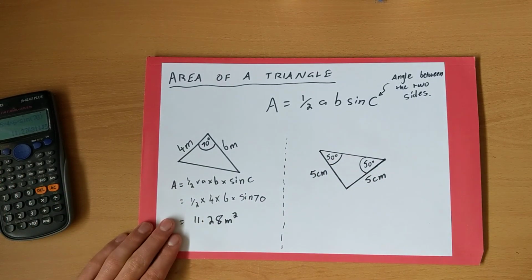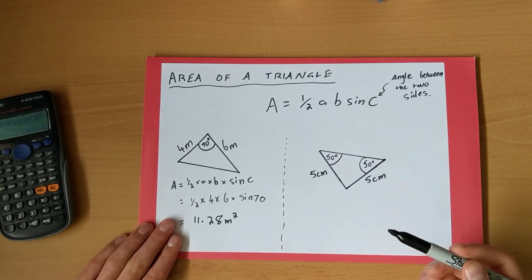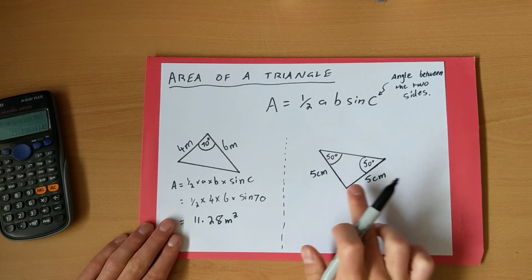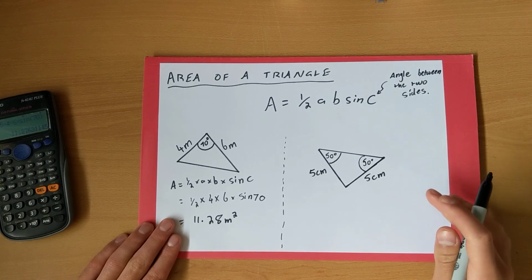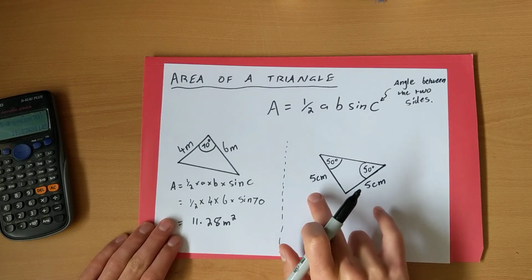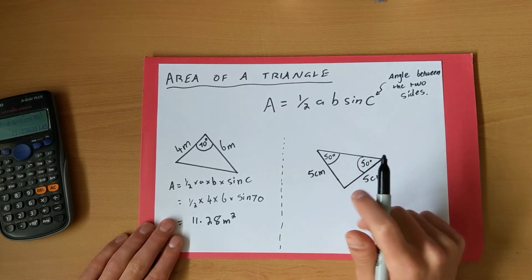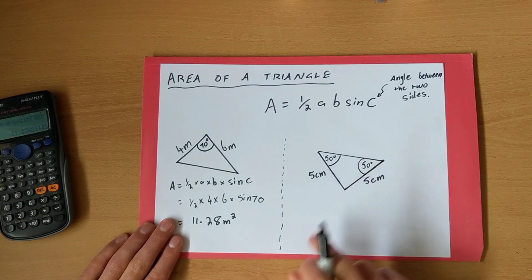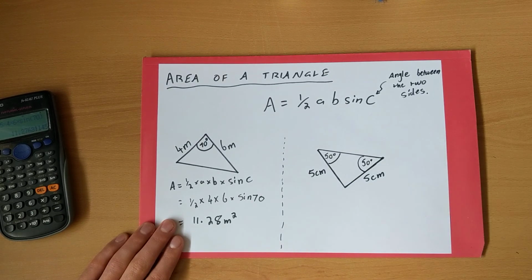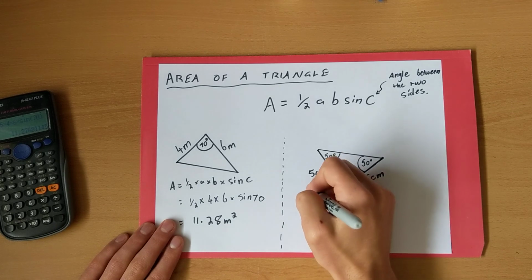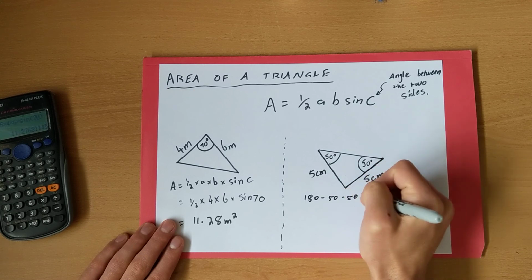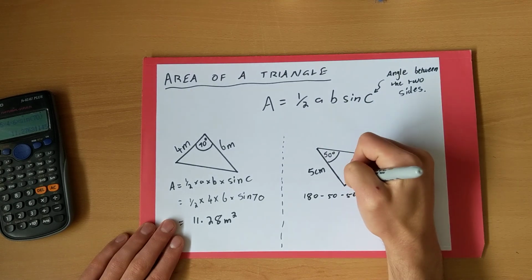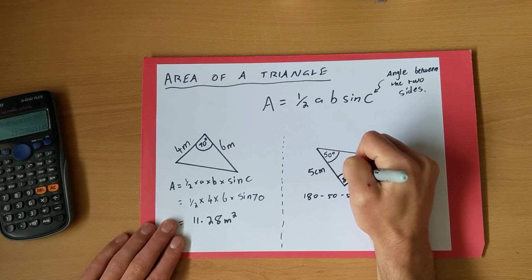This second example here is the one that I want you to look out for, because in this case, neither of the angles that I have are the angles in between my side lengths. So I've given you an example here of an isosceles triangle, where it's got two equal side lengths and two equal angles. But to use this formula, we need the angle that is in between the two sides. So we're going to use the fact that the interior angles of a triangle always add up to 180. So if I do 180 minus 50 minus 50, then that's going to give me 80, which means that this angle here is 80 degrees.